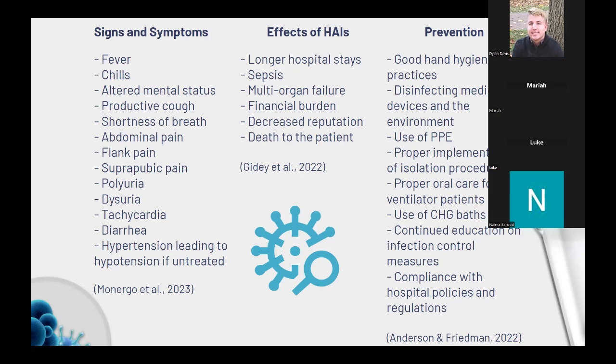If someone's on a ventilator, proper oral care is needed in order to prevent bacteria from growing and spreading. Doing a CHG bath at least once every 24 hours, as well as catheter care once every 12 hours or if the catheter becomes contaminated, is a great way to prevent these infections. Making sure you're staying up to date on all infection control measures and staying compliant with hospital policies will ensure that infection is being prevented.